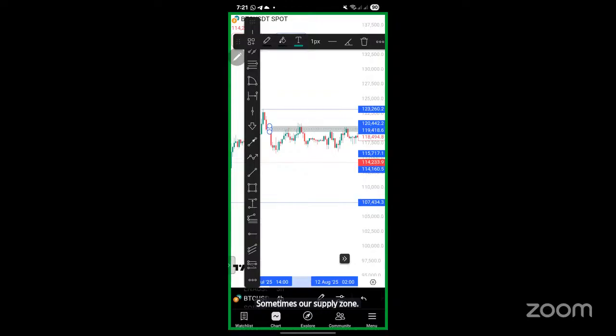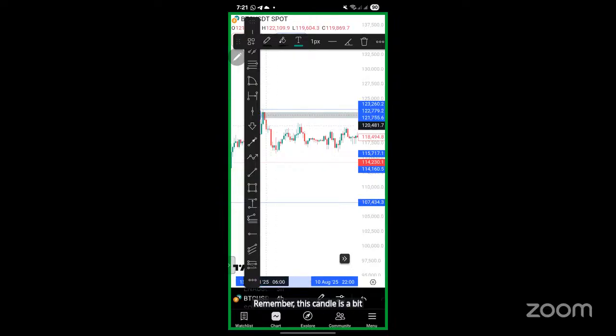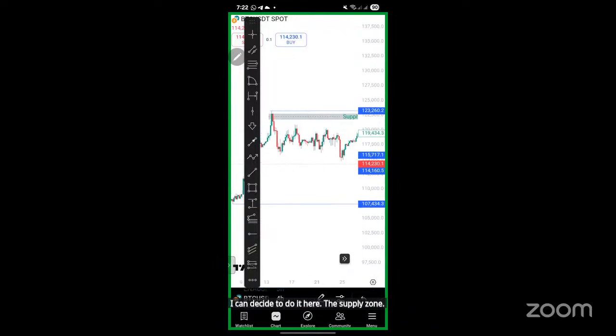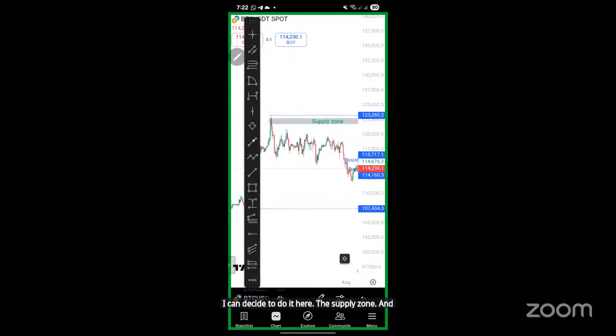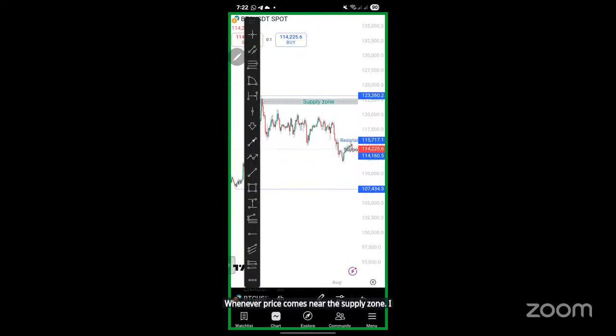At times, you will find that someone can draw it and use this big candle, taking this one to be the big momentum candle. Remember, this candle is a bit smaller than this one. So someone can decide to draw it here. I can decide to draw the supply zone here, and I tap on it and label it supply zone. Whenever price comes near the supply zone, I expect sales.